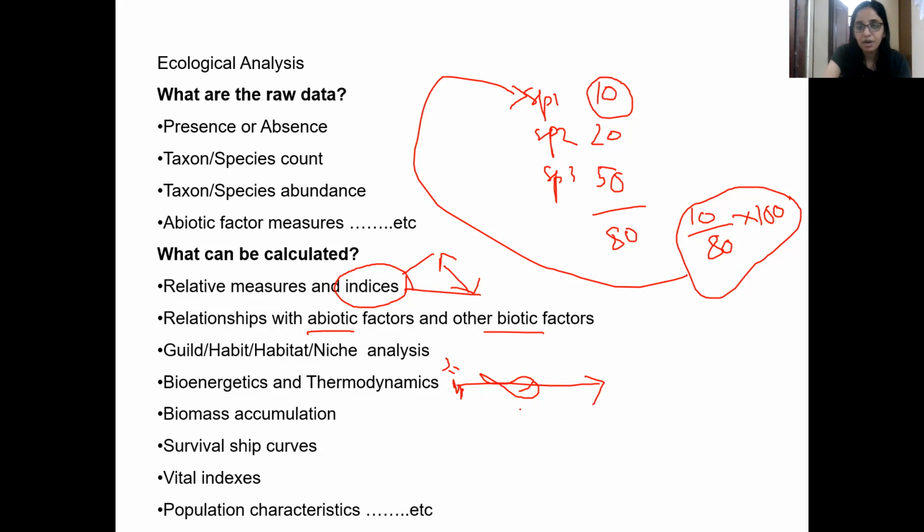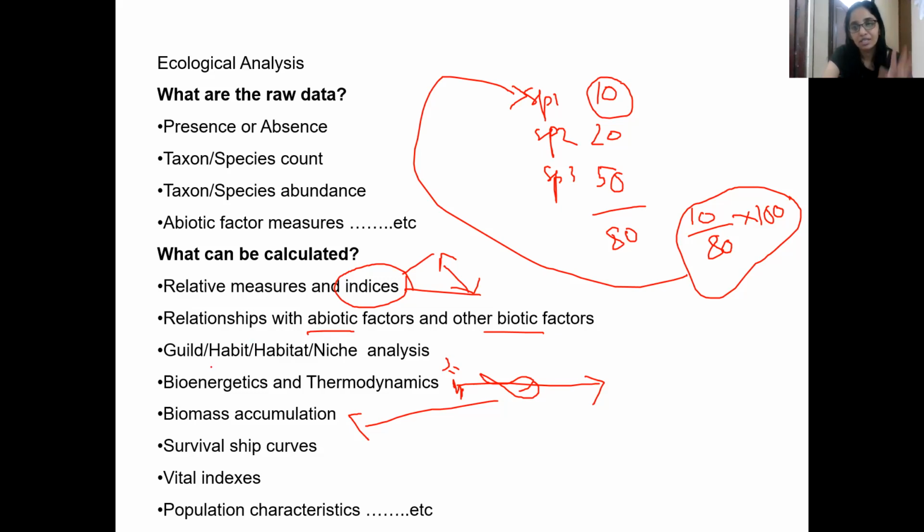Then again, another part of this bioenergetics and thermodynamics is how biomass can be accumulated. Is it not? How biomass can be accumulated in a particular species, in a community, in a population, or at a particular trophic level. All this can be studied in ecological data.